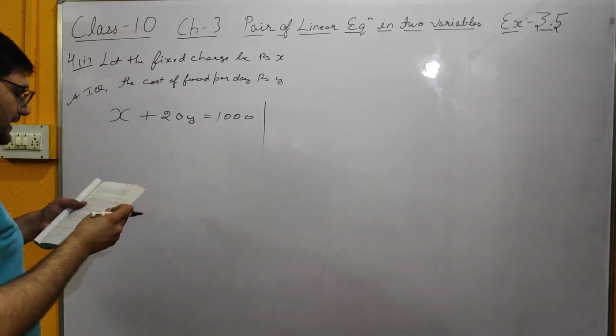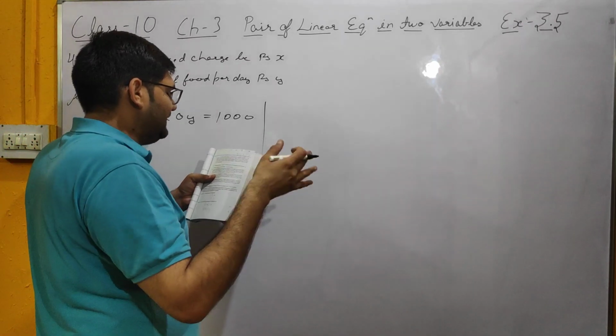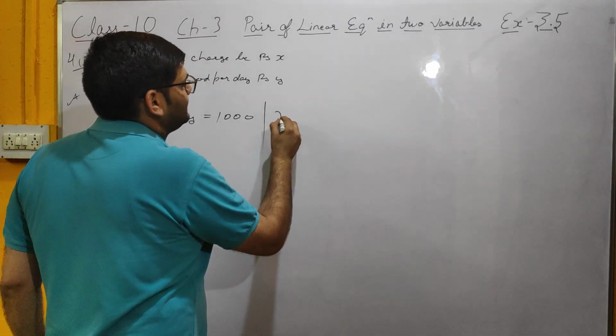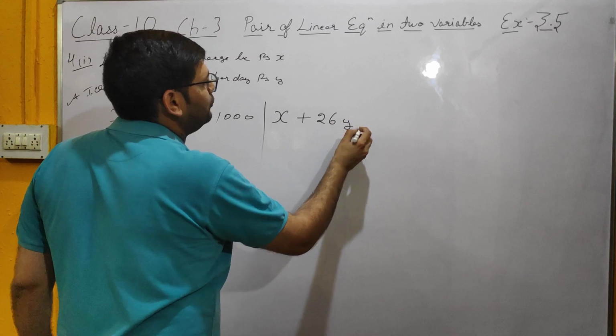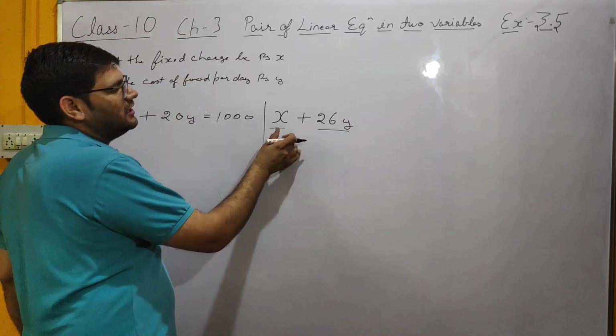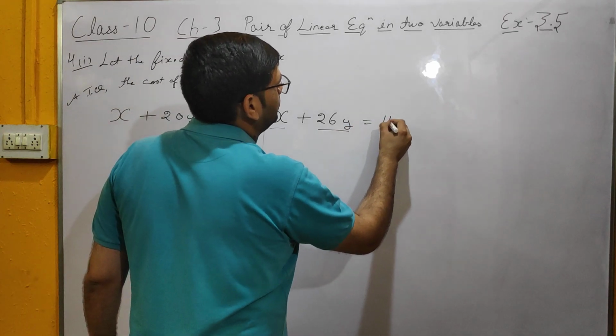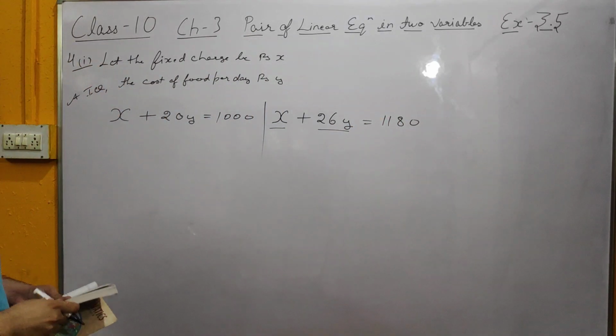Next, for student B who takes food for 26 days, X is to be paid plus 26 days she has taken food also. Clear? This is for food and this is the fixed charge. If you add them, you will get 1180. So these are the two equations now, my dear students.